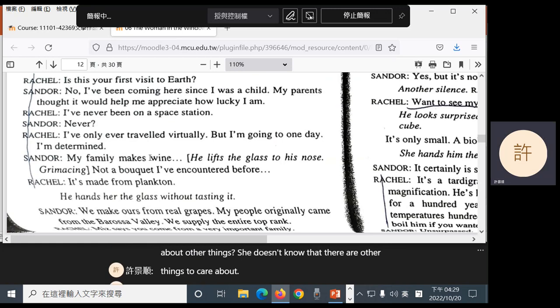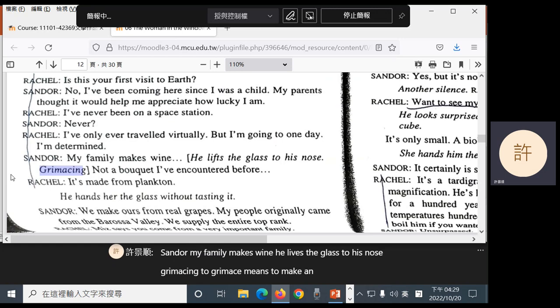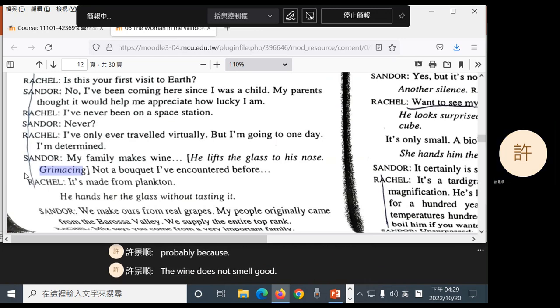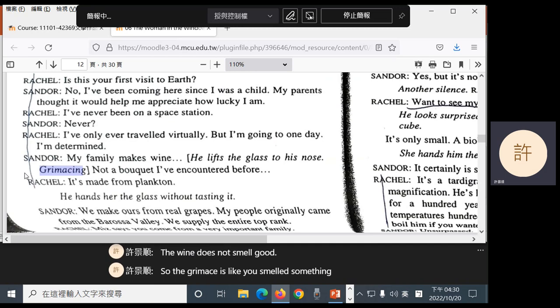Sandor, my family makes wine. He lifts the glass to his nose, grimacing. To grimace means to make an ugly face. Here, it's probably because the wine does not smell good. So to grimace is like you smelled something bad, you ate something bad, that kind of face.